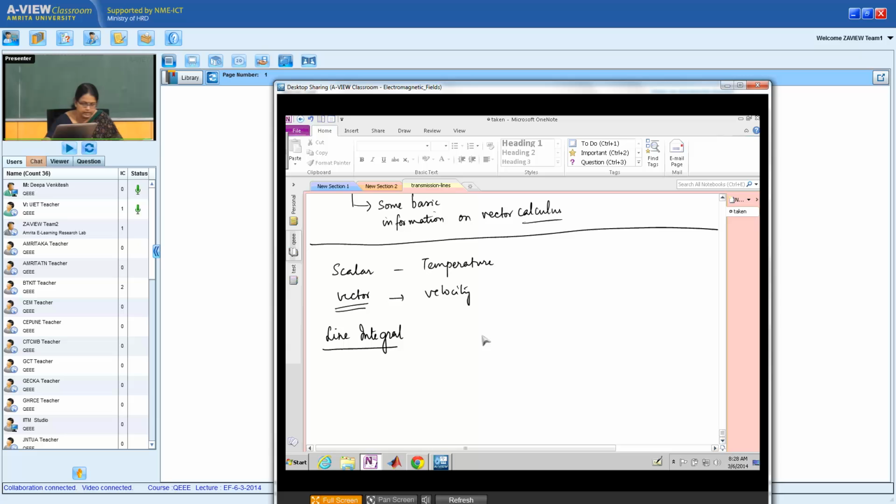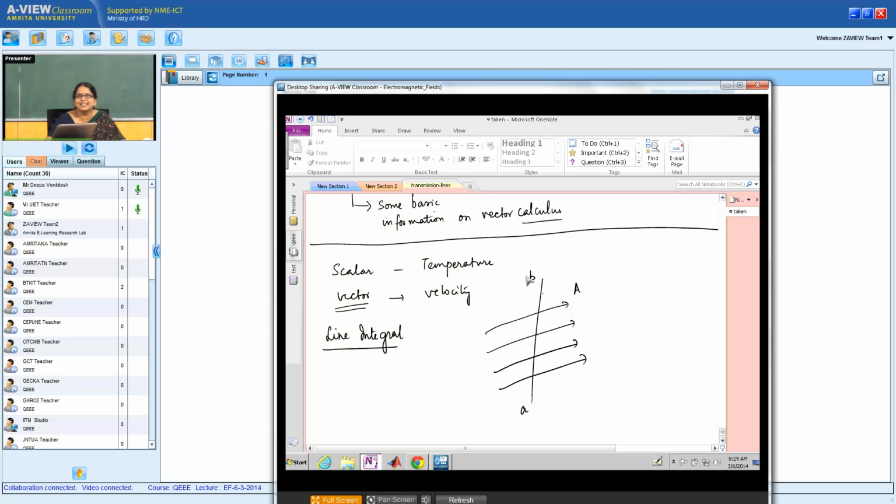So let's say I have a vector field which is pointing in this direction. This is my vector field. Now I want to know what is the effect of the field, or I want to calculate some effect of this field along a line which is running from A to B.